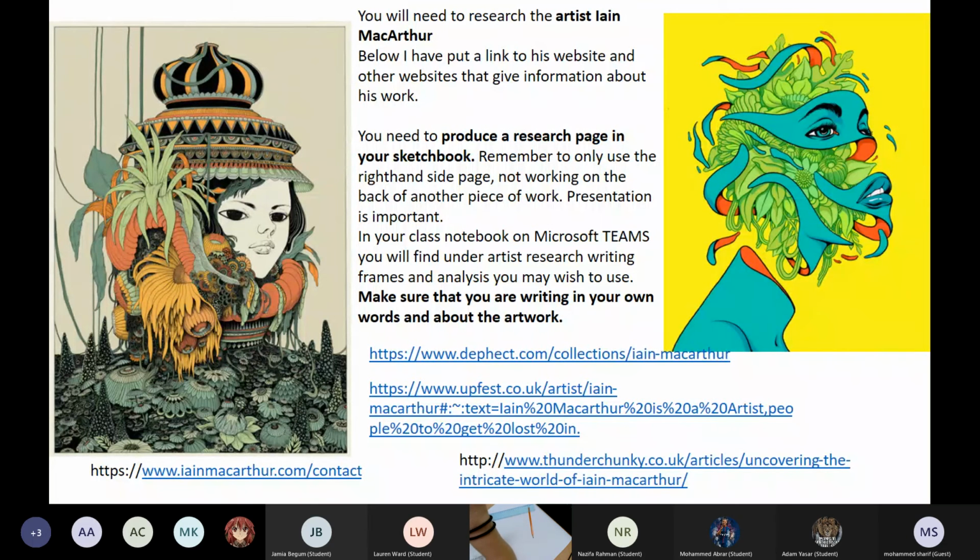So, as I said on here, remember only to use the right-hand side page. If you want to do a double page, that's fine. Just make sure that you're not working on the back of another piece of work. So if you are doing a double page, leave an extra page before it so that you're not working on the back of it. That way, if we did need to remount it, we can do.